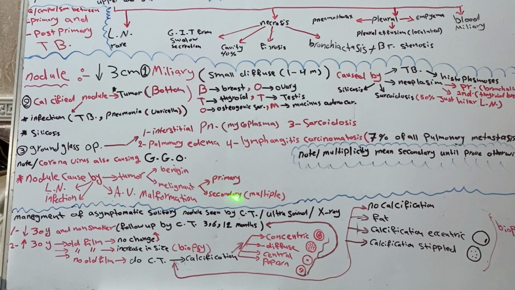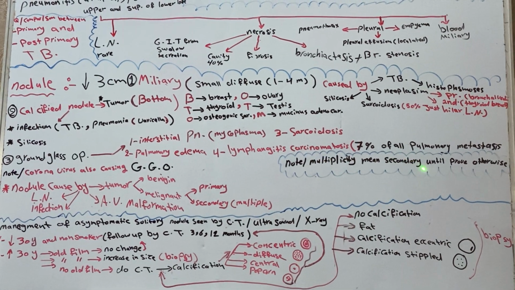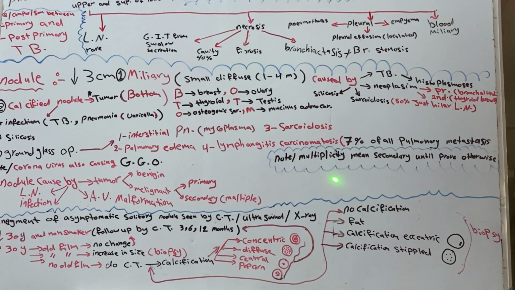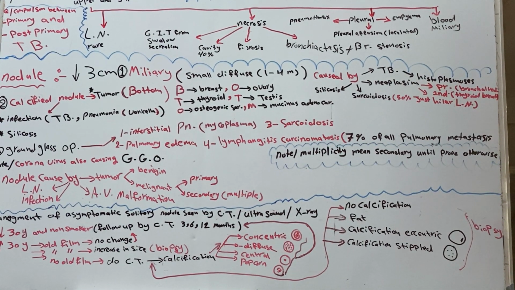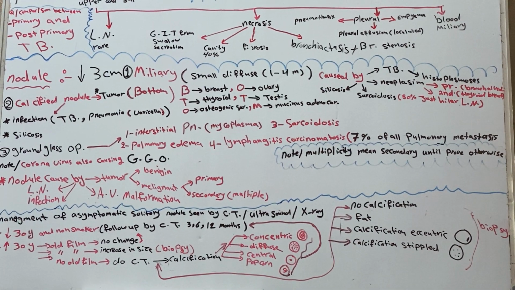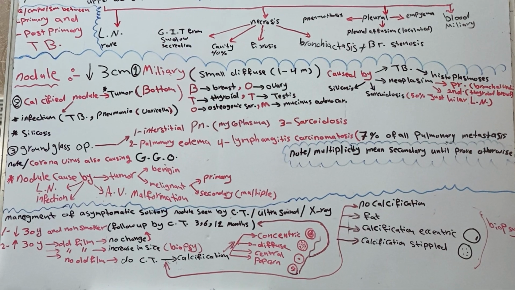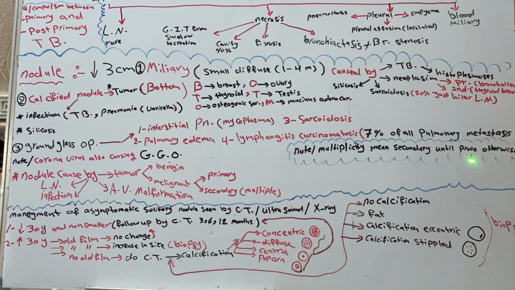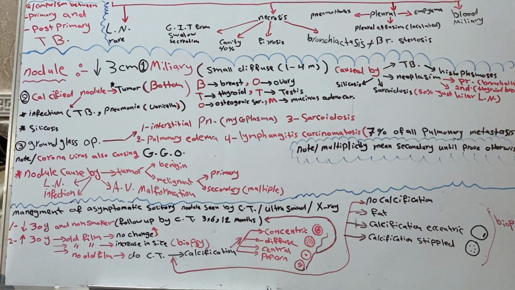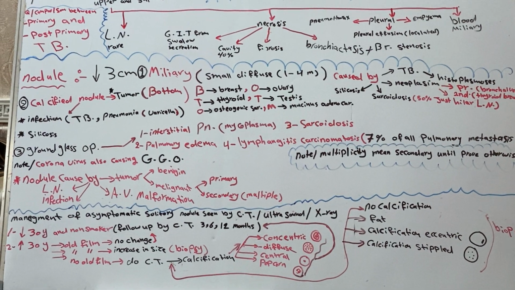Multiplicity means secondary until proved otherwise. Sometimes we see multiple nodules, but they are not secondary. But you should think about secondary tumor if you see multiple nodules. Don't forget this. And sometimes there is a single nodule, but it is secondary. At which time? When we know the primary.